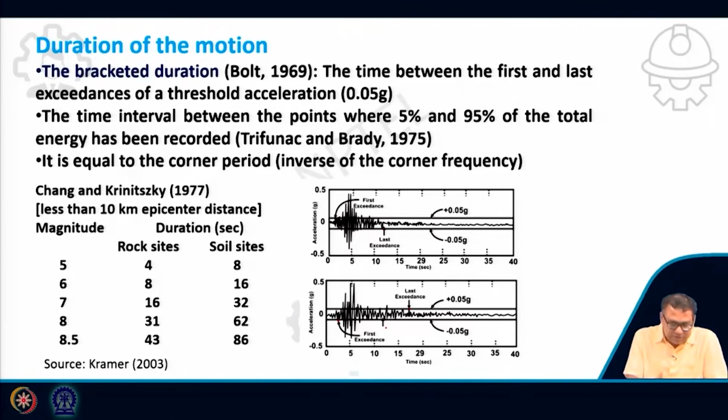Now here we have a chart, a table. We can see that it is given for less than 10 kilometer epicenter distance. What is the relation between duration and the magnitude? If it is a magnitude 5, then for rock it is 4 seconds, and for soil it is 8 seconds. For 6 it is 8 and 16, for 7 it is 16 and 32. For 8.5 it is 43 seconds for the rock side and 86 seconds for the soil side. Okay, so this is our duration of the motion.